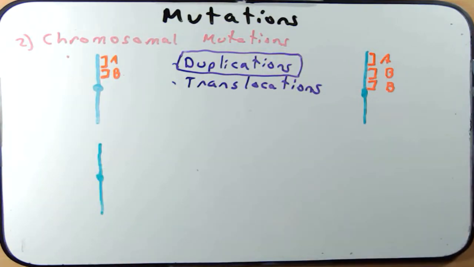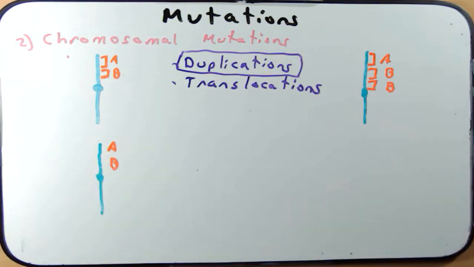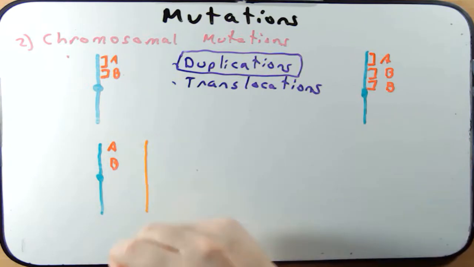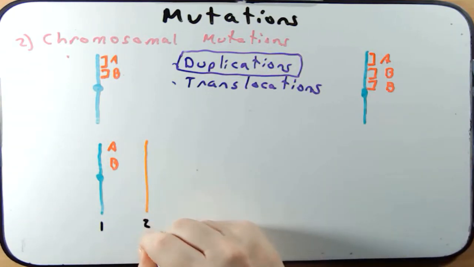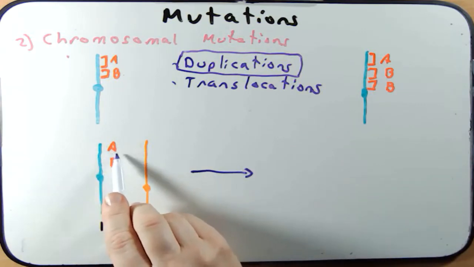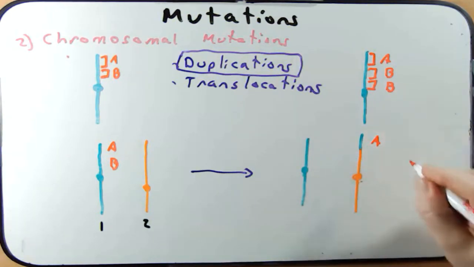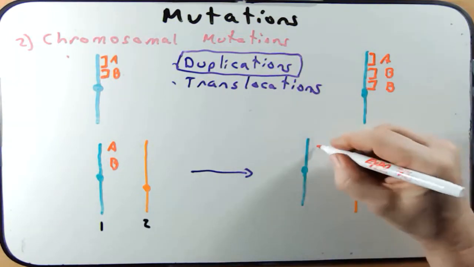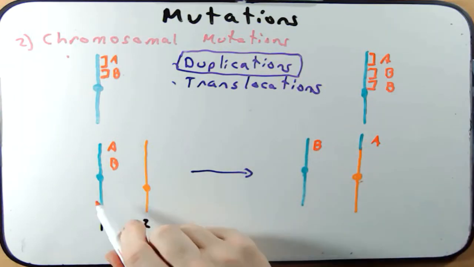A translocation is a little different. We'll still stick with our chromosome here with genes A and B on it, but we're going to add a new chromosome. For the sake of argument, we can just say this is chromosome 1 and this is chromosome 2. A translocation occurs when a part of one chromosome is moved to another chromosome. So maybe in this example, we move gene A over to this chromosome and gene B will still be over here. In more extreme cases, you might translocate a whole chromosome.